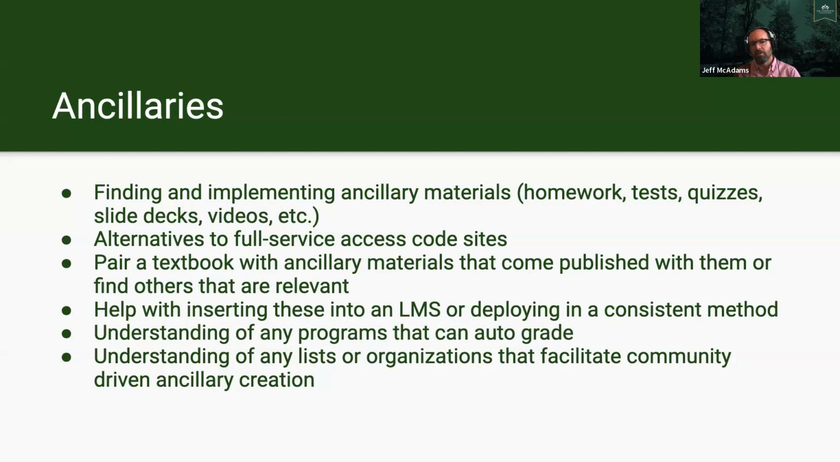So at my university, these are the types of things that would be alternatives to the full service access code sites. So there's access codes through Pearson or Cengage or McGraw-Hill, where they charge students, you know, like $150 for just a code to get into the website that allows them to do their homework and take their tests and quizzes and stuff. And so some textbooks, like the OpenStax books, there's others that do this too, they come already with those types of ancillary materials. They know that that's what faculty and instructors need, so they'll come with that.